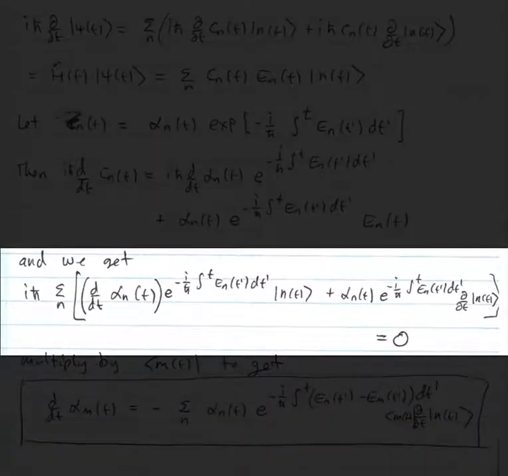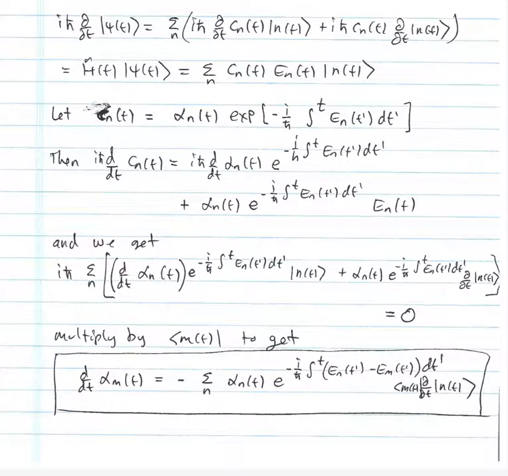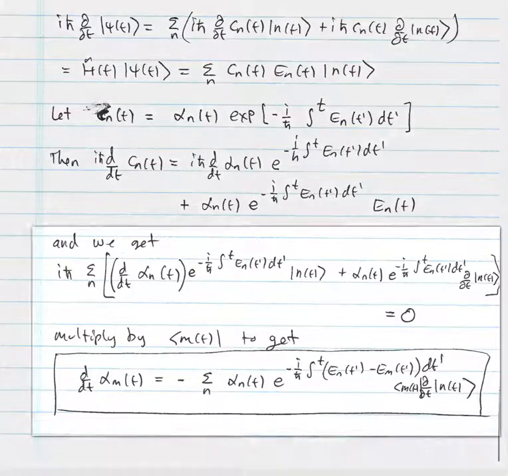iħ sum over n d/dt of alpha n of t multiplied by this exponential factor times the instantaneous eigenstate, plus alpha n of t times the exponential factor times the derivative with respect to time of that state. That whole thing is equal to 0 because the En of t terms cancel on both sides. Now we multiply both sides by <m of t|, and we're going to be able to isolate the following equation.